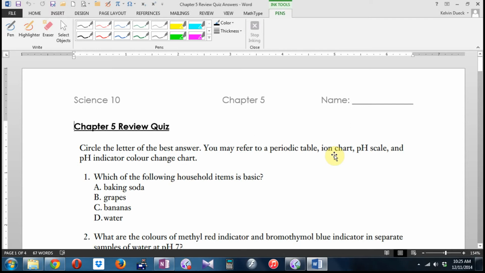Chapter 5 review quiz. Can you get your quizzes out, please? I'll pause for a second while you're all finding these. This is a good summary of some of the questions you can expect to see on this test. Some multiple choice, some fill in the blank, some written.